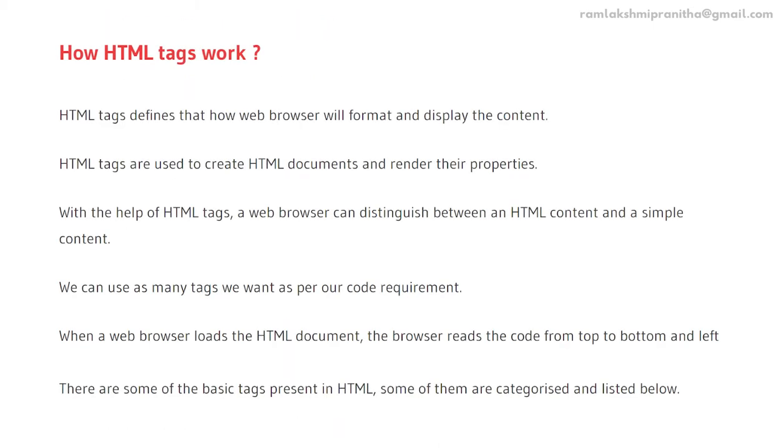How do HTML tags work? HTML tags define how web browsers will format and display the content. HTML tags are used to create HTML documents and render their properties. With the help of HTML tags, a web browser can distinguish between HTML content and simple content. We can use as many tags as we want as per our code requirement. When a web browser loads the HTML document, the browser reads the code from top to bottom and left to right. There are some basic tags present in HTML, some of them are categorized and listed below.